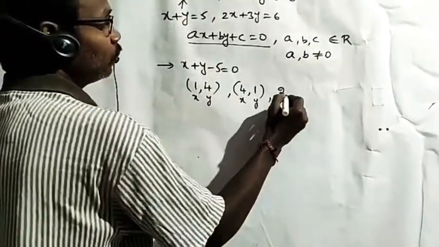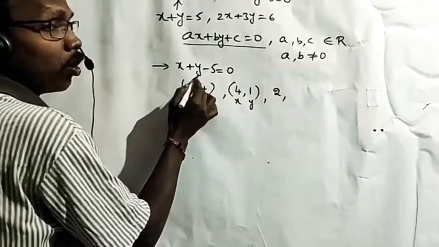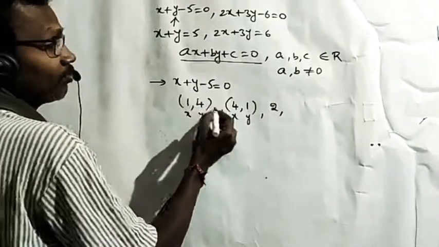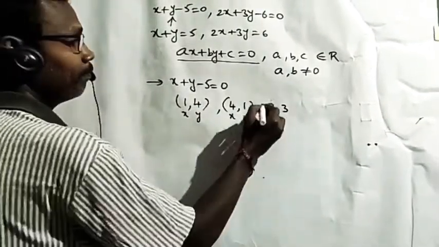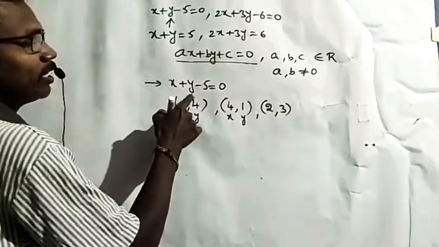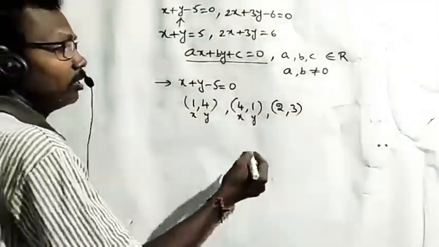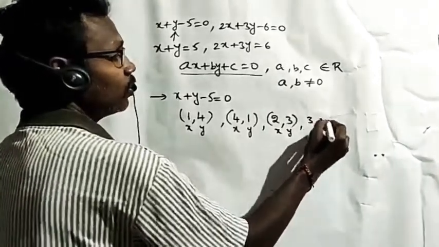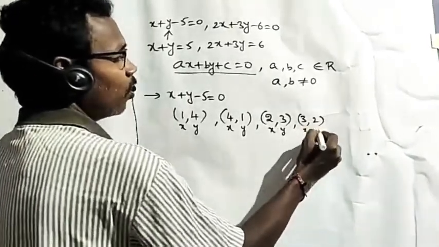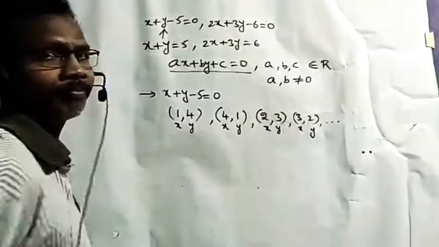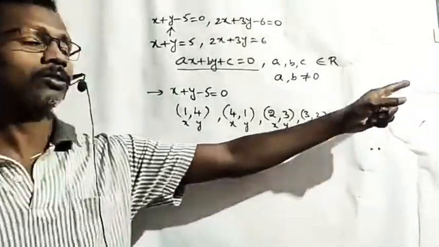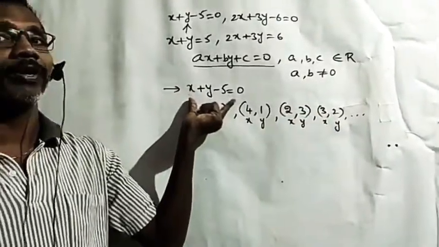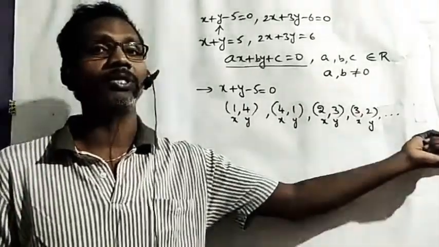If x is 2, then 2 plus how much will you get 5, so that you can cancel with 5? So y should be 3. 2 comma 3. 2 plus 3 is 5. 5 minus 5 is equal to 0. So here this is x, this is y. And even 3 comma 2 also. Like that, how many solutions can you guess? So on.